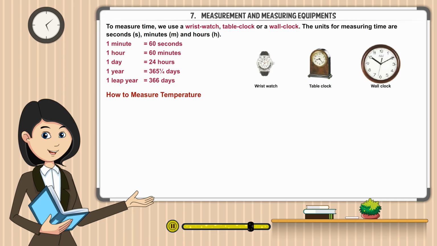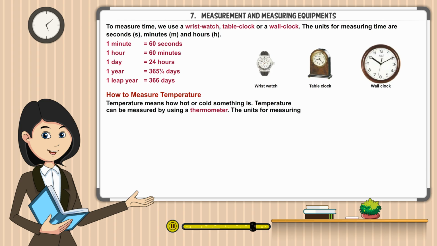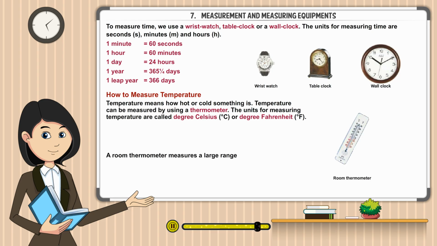How to measure temperature? Temperature means how hot or cold something is. Temperature can be measured by using a thermometer. The units for measuring temperature are called degree Celsius, °C, or degree Fahrenheit, °F. A room thermometer measures a large range of temperature. A clinical thermometer is used to measure the temperature of our body.